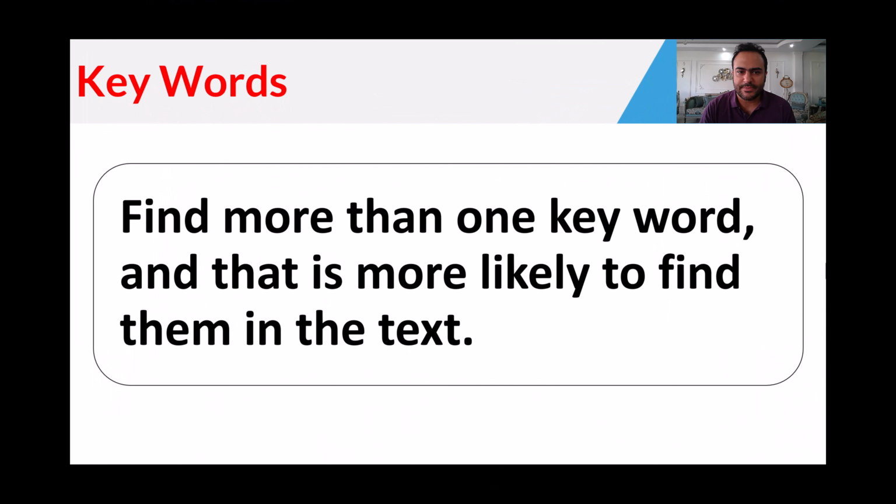One important point about keywords. Find more than one keyword, and that is more likely to find them in the text. We shouldn't limit ourselves to only one single keyword, because maybe sometimes we might not know the meaning of that word, which is paraphrased within the passage, or maybe our eyes would skip that one keyword. So more than one keyword can assure us that we are more likely to find the place of that within the passage.